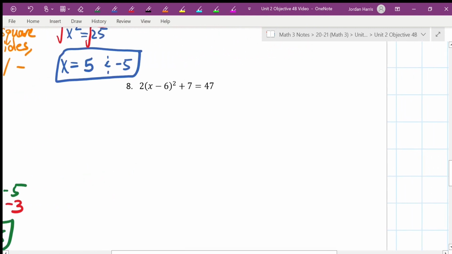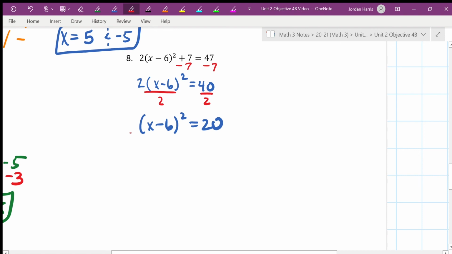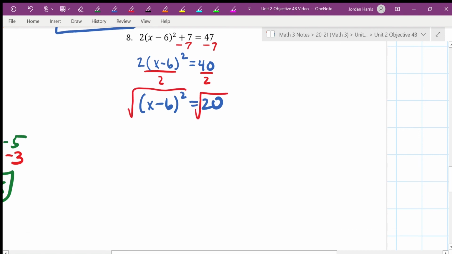Okay, so number 8. I'm going to subtract 7 first. Then divide by 2. I get x minus 6 squared equals 20, right? We are not distributing, we're not combining, we're moving things over. Then solve by square roots, square root both sides, and I get two equations. X minus 6 equals square root of 20, and I get x minus 6 equals the negative square root of 20. I'm writing out the square root because it's not a nice number, and that's going to happen sometimes now.